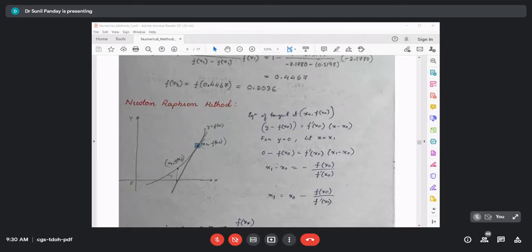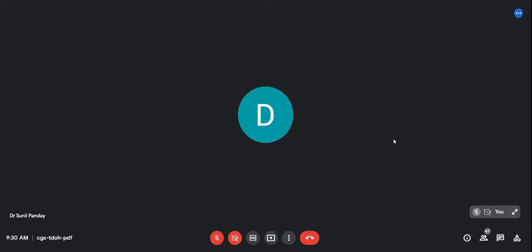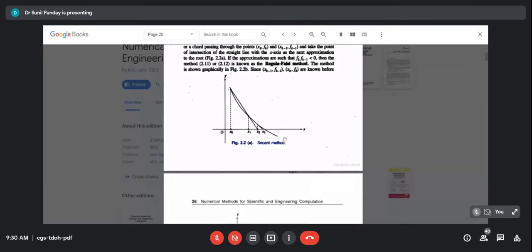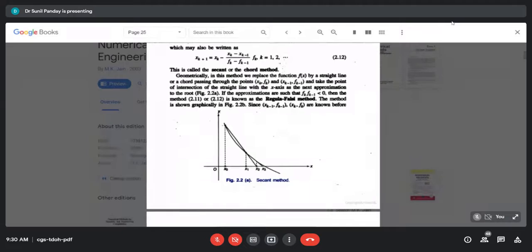again at x1 we draw the tangent, and we get this one. This we can see in, wait a minute, this book. Hello. Yes, sir. Okay.